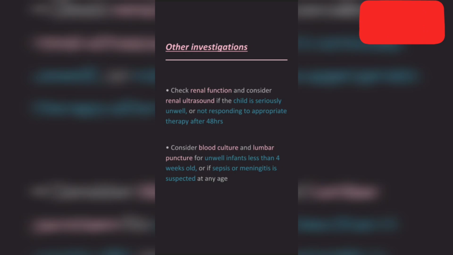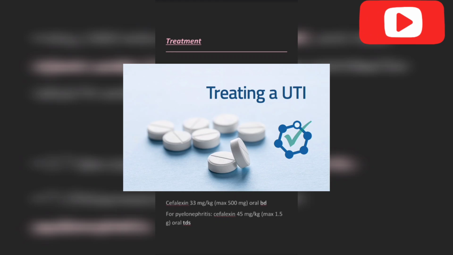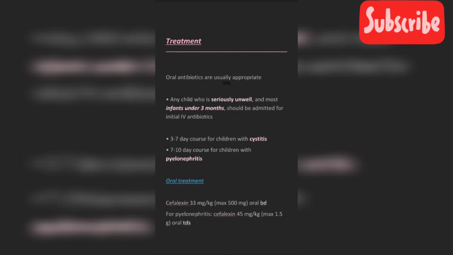So, after confirming the UTI from various laboratory investigations and the urine samples, we have to go for the treatment of the patient. There are two types of treatment, oral antibiotics and IV treatments. The treatment should be started with oral antibiotics. Any child who is seriously unwell and most infants under 3 months should be admitted for initial IV antibiotics. In case of cystitis, there is a 3 to 7 day course for children, and in case of pyelonephritis, a course of 7 to 8 days in children.